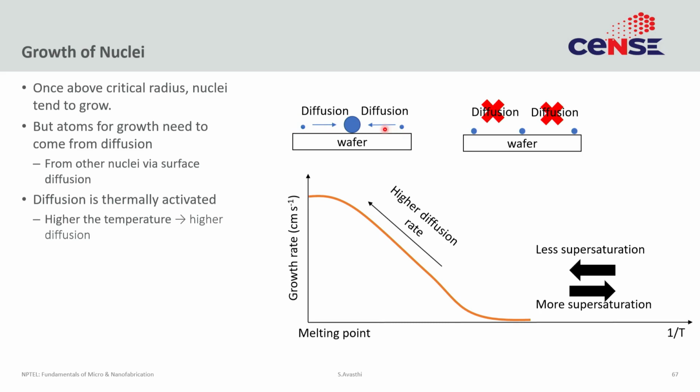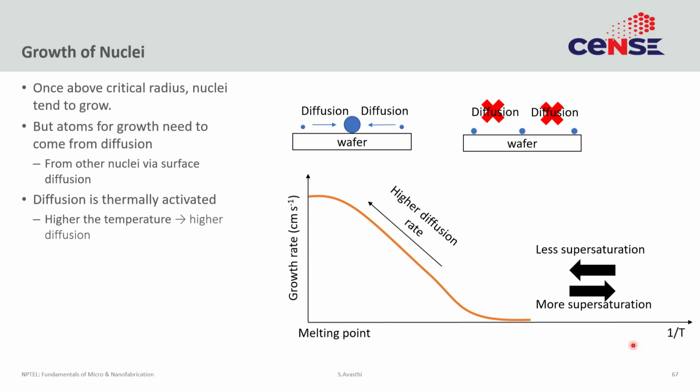But diffusion has a temperature component, right? It will be a certain speed at which the nuclei will grow, and that rate will be decided by how fast the material can actually transport from the small nuclei to the large nuclei. And since diffusion has such a strong dependence on temperature, you can expect a curve like this, where the growth rate for the supercritical nuclei versus temperature looks like this.